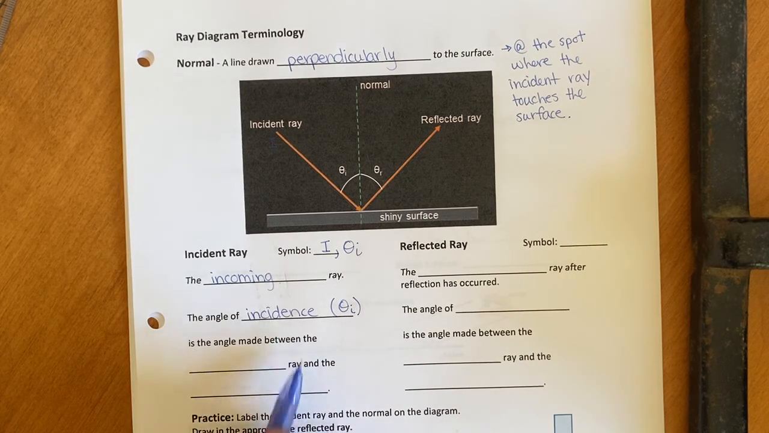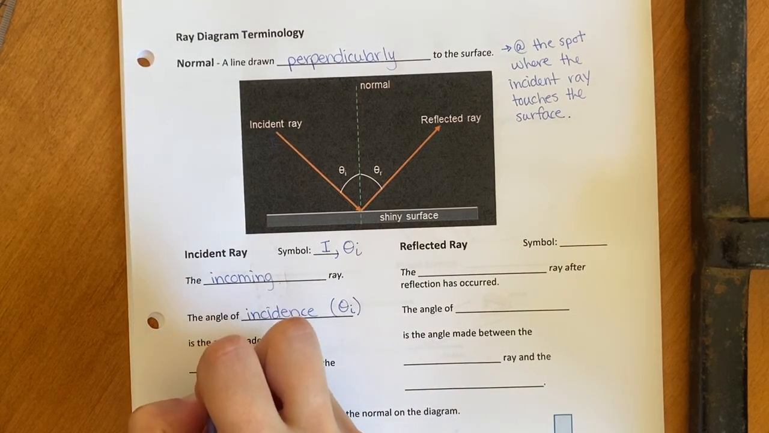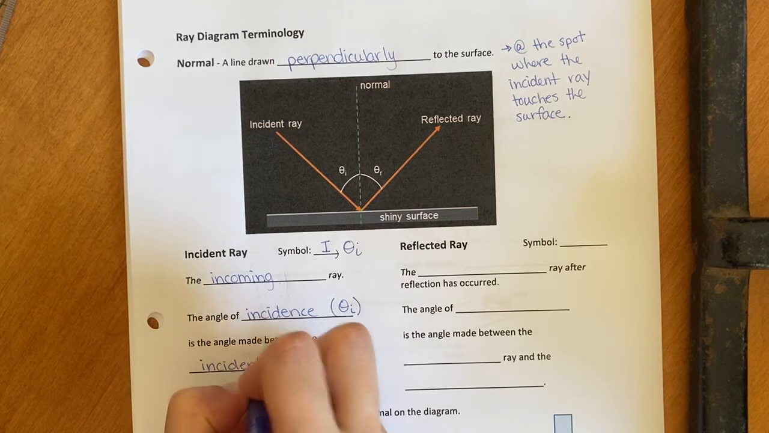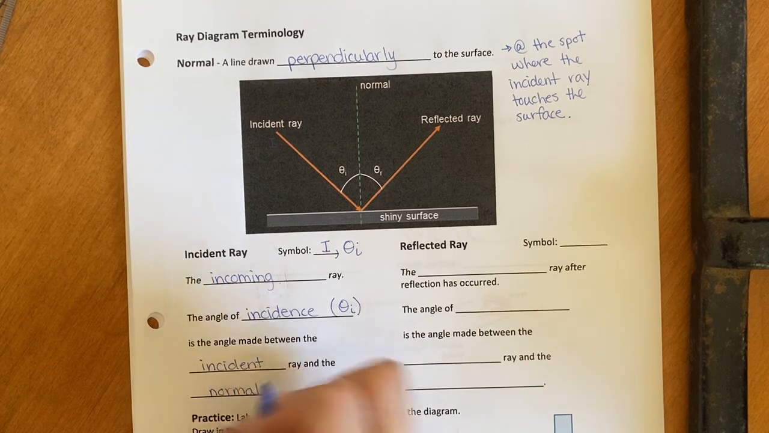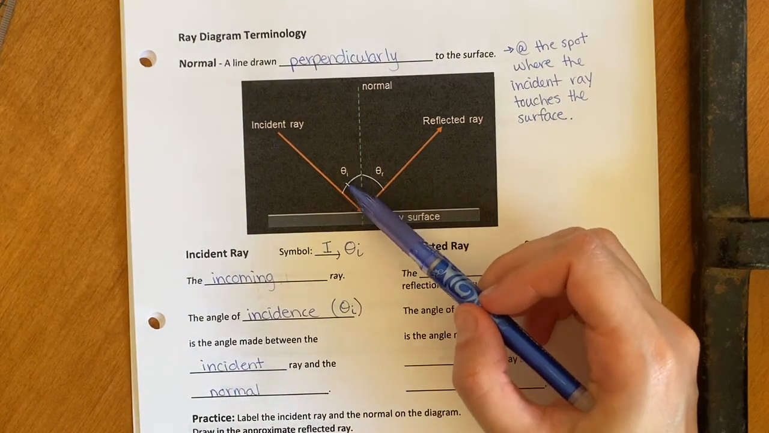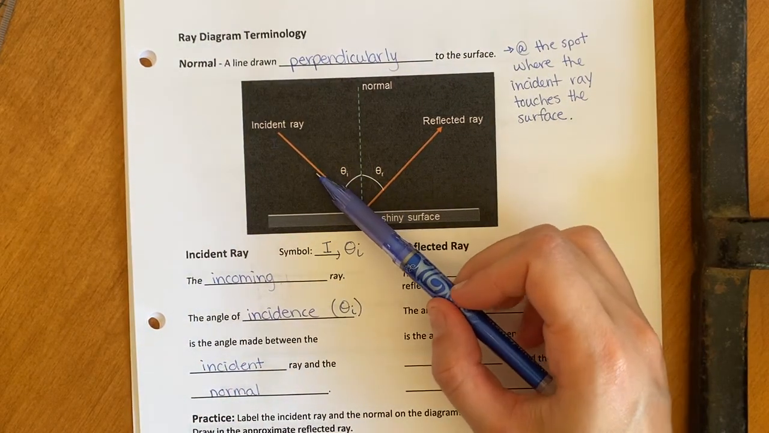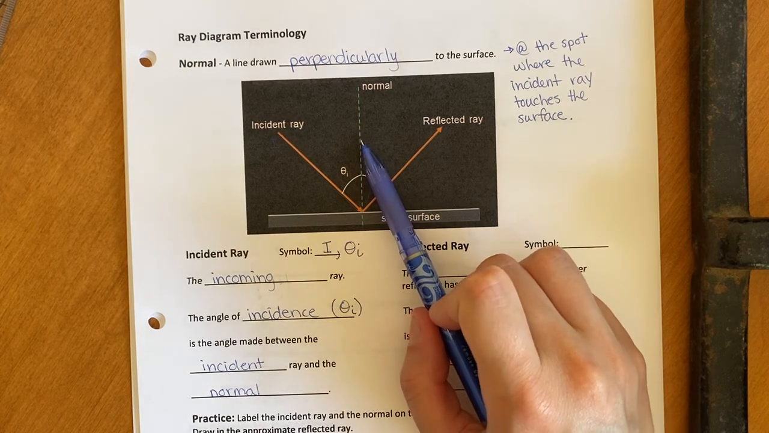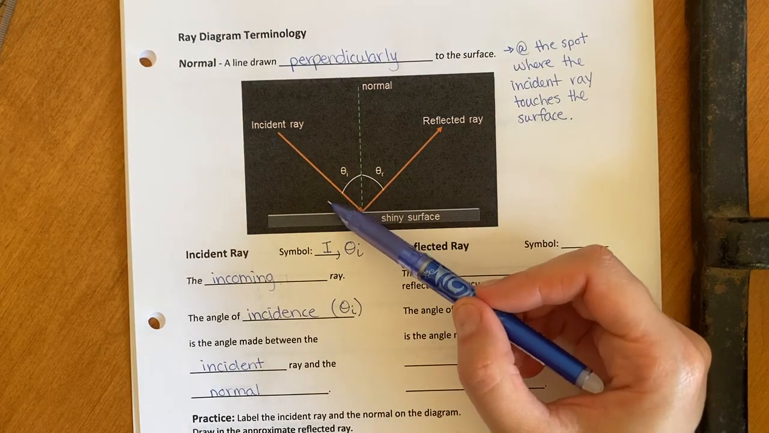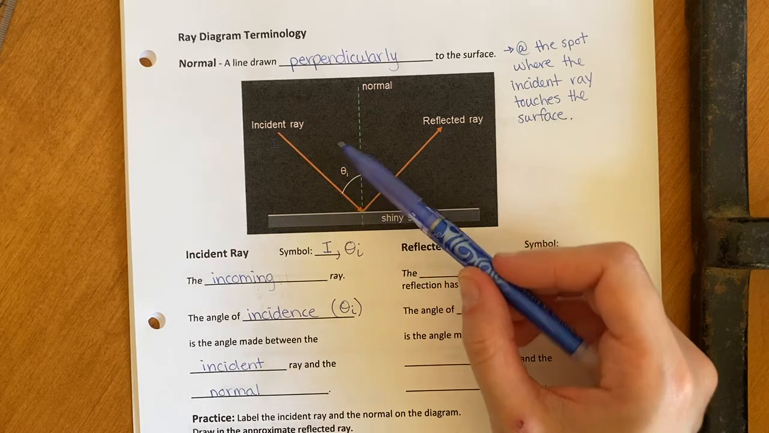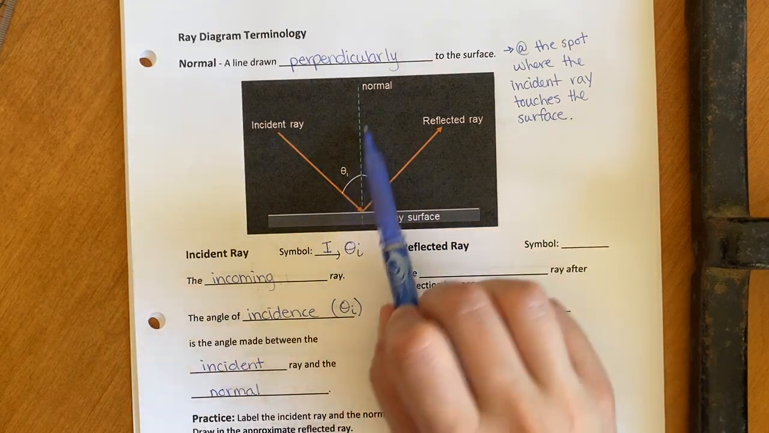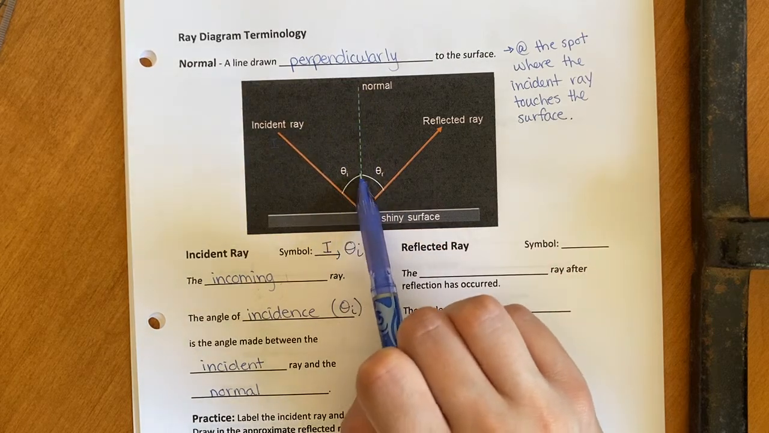The angle of incidence is the angle between the incident ray and the normal line. You'll see in this diagram, the angle of incidence here is between the incident ray and the normal. The biggest mistake that people make is they measure the angle of incidence between the incident ray and the surface that it's touching, but we need to always make sure it's between the normal and the incident ray.